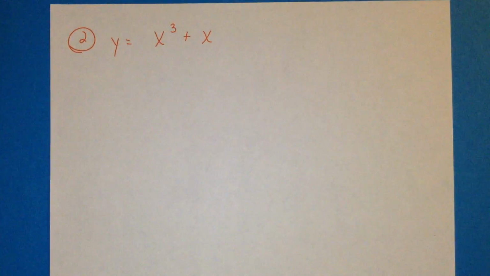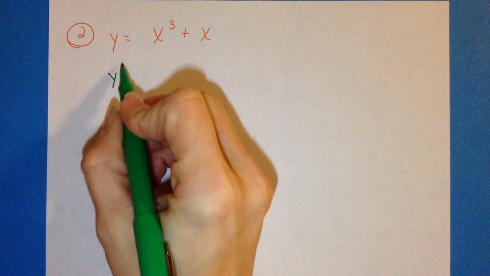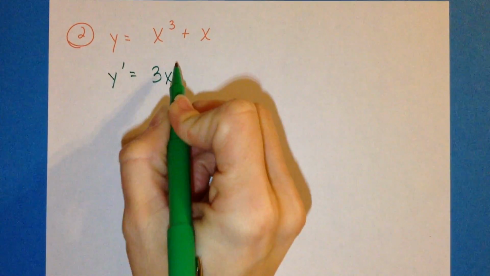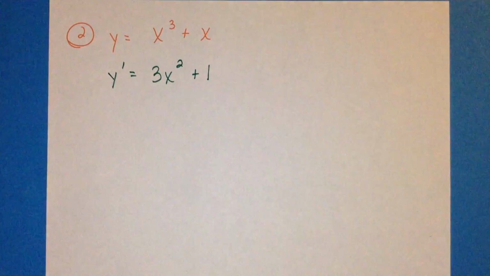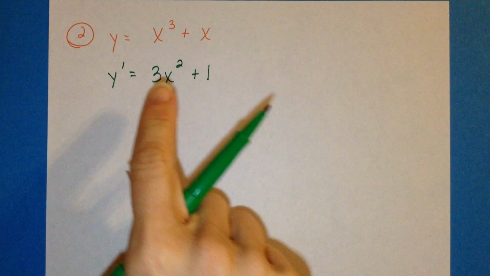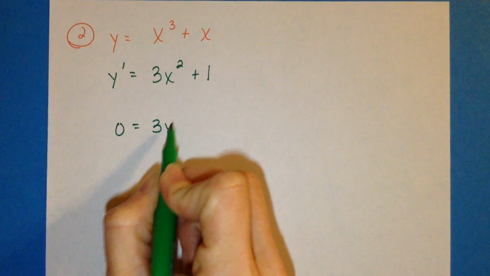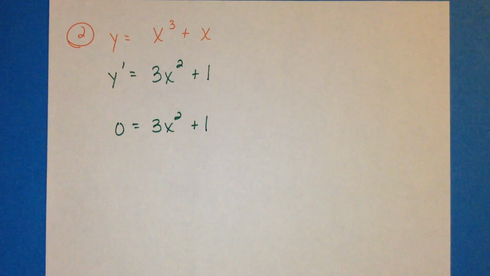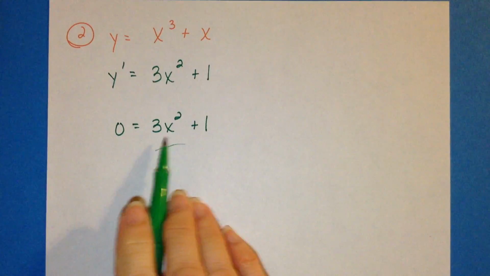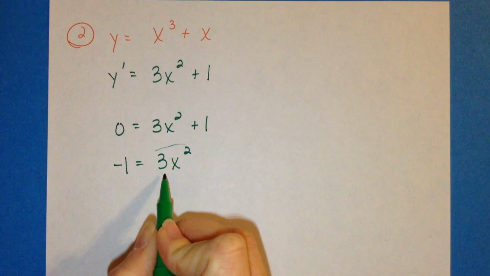Still asked to do the same thing. All right, so first of all, we need to start off by finding our derivative. Okay, and again, we're doing horizontal tangent line, so we know that this slope needs to be 0. So of course this represents my slope. So I'm going to set this derivative equal to 0. Now if I solve this for x, first thing I need to do is subtract the 1. And then divide by 3.